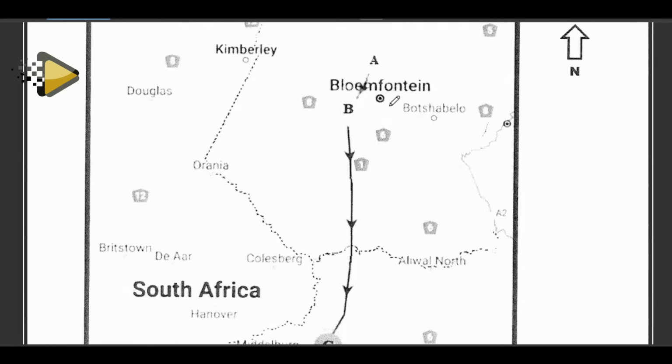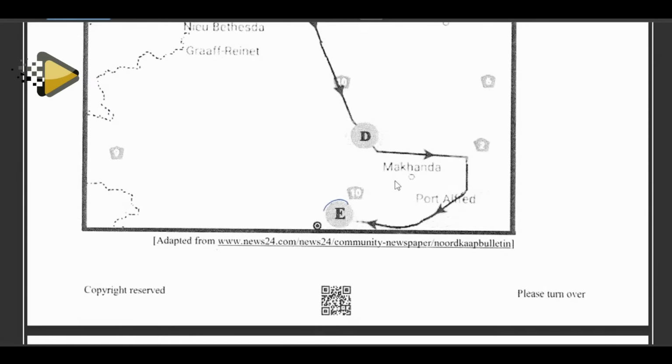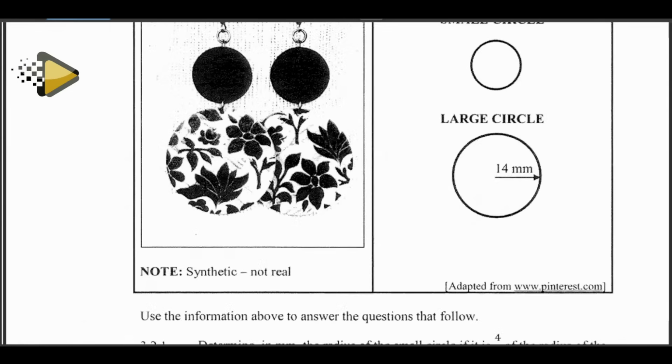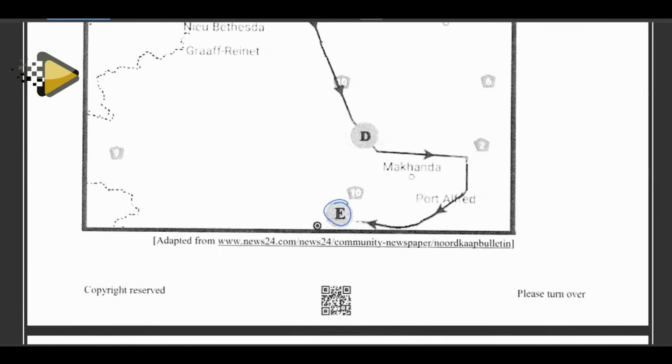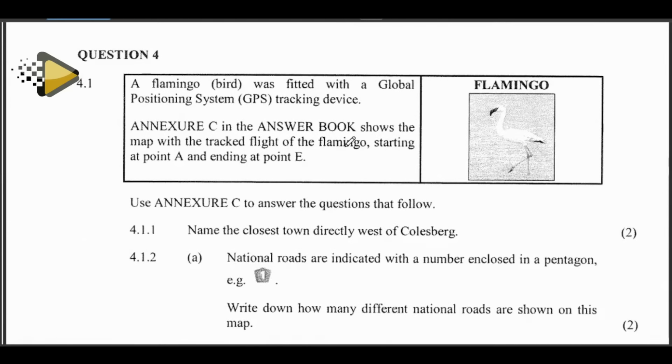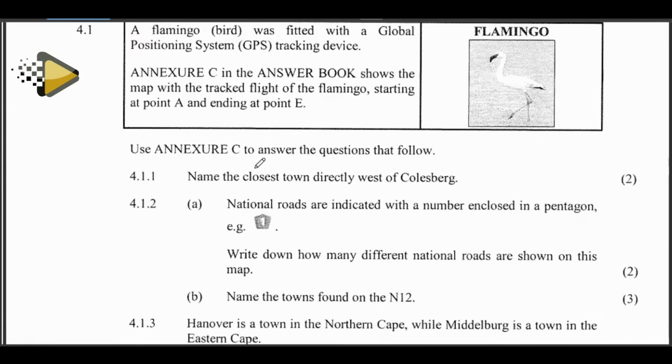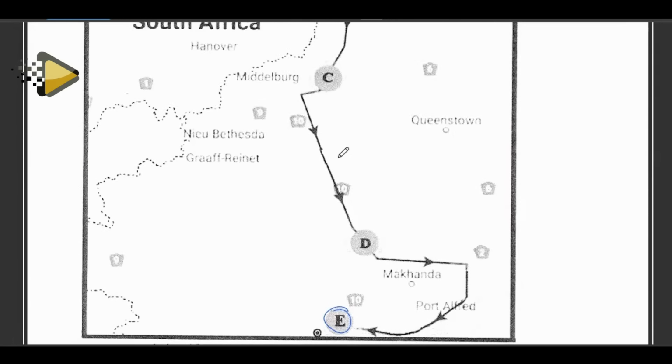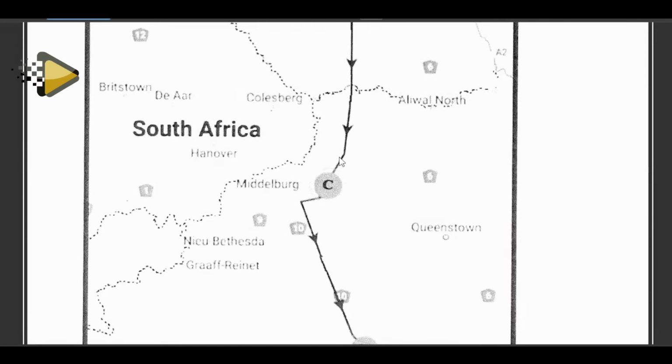So it started from A, then it ends at E. This is the end point. Anyway, let's start and see the question that they want us to do. The question says, name the closest town directly west of Kloesberg. So we come here and check. Kloesberg is here. Directly west, we have what? Daha.